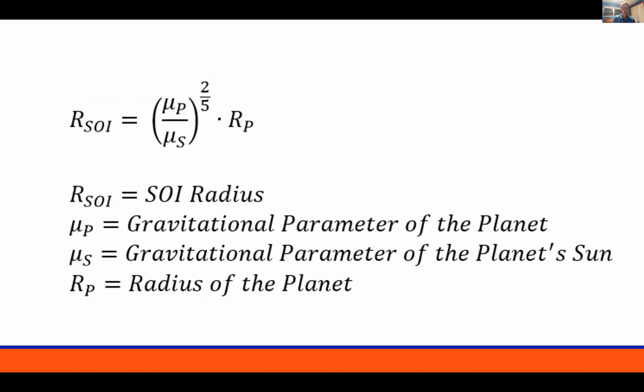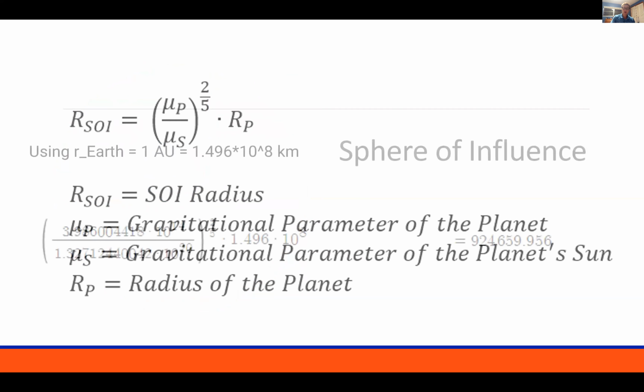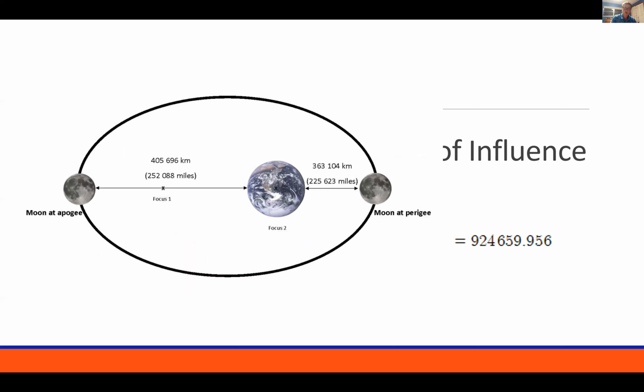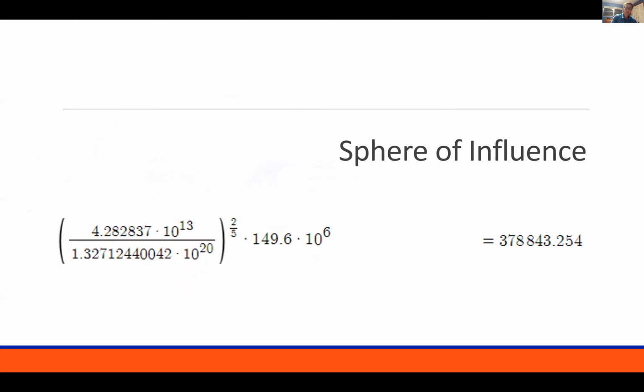We solve for the sphere of influence with the gravitational parameter of the body we're talking about, divided by the gravitational parameter of the sun that body is rotating about, all to the 2/5 power times R, the radius of the planet's orbit around the sun. In the case of the Earth, using one astronomical unit as about 1.5 times 10 to the 8 kilometers, the sphere of influence is about 924,000 kilometers. For context, the orbit of the moon around the Earth has an apogee of a little less than half that. Likewise, this is for Mars. The Martian sphere of influence ends about 400,000 kilometers above the surface of Mars.